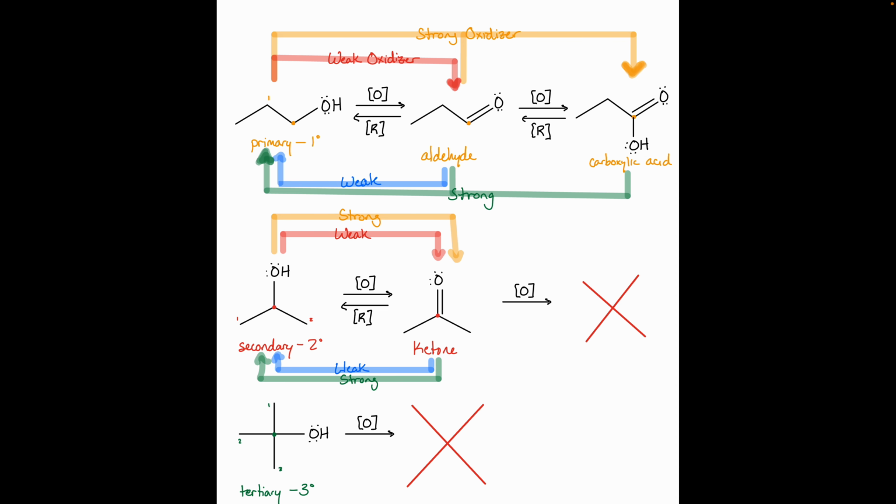Likewise, if you were starting with a carboxylic acid, you'd have to use a strong reducer. If you were starting out with an aldehyde, you could use either your strong or your weak reducer to do it. All right, and then either one does the same thing when we're talking about oxidation of secondary alcohols or reduction of ketones. All right, only that one oxidation or reduction step.